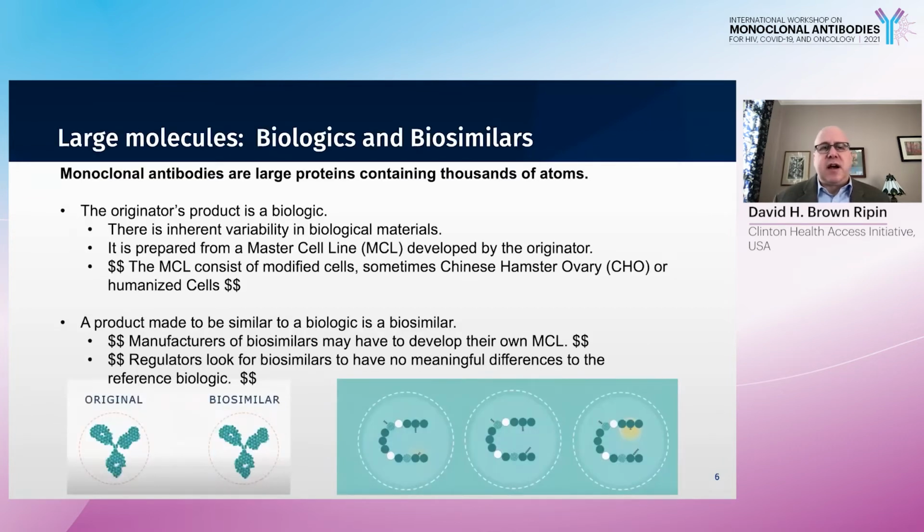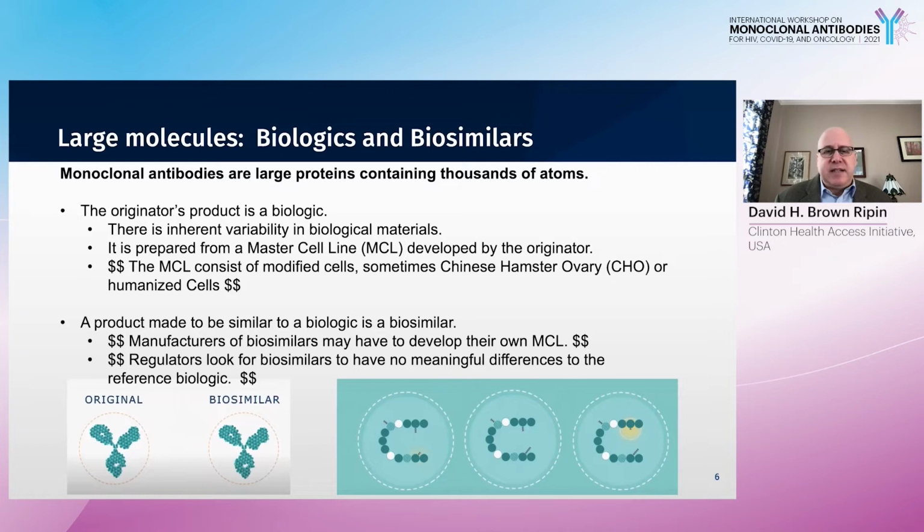So now let's look at large molecules, which includes monoclonal antibodies. These are large proteins containing thousands of atoms. The originator's product is considered a biologic. And as you all will know, there's inherent variability in biologic materials. These products are prepared from a master cell line, which is developed by the originator. And this is a major driver of cost in the development of a new product.